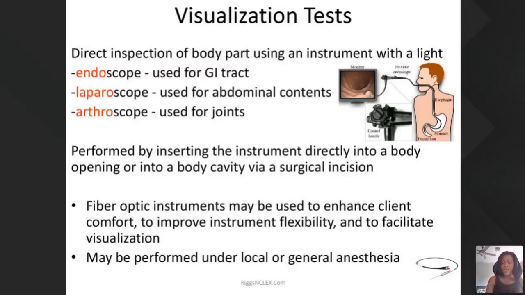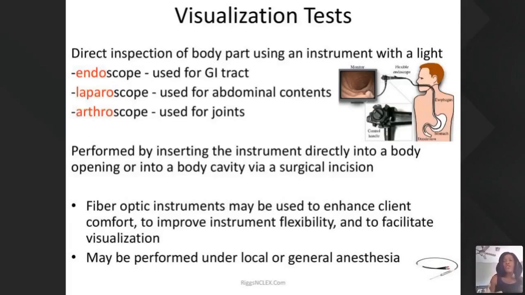So the prefix in front of the word scope tells you where you're visualizing. Endoscope, you're visualizing the gastrointestinal tract. Laparoscope is used for abdominal visualization. Arthroscope, we're talking the joints. For example, a client has a laparoscopic cholecystectomy, that's in the abdominal cavity. So that tells you where. The prefix tells you where in the body I am.